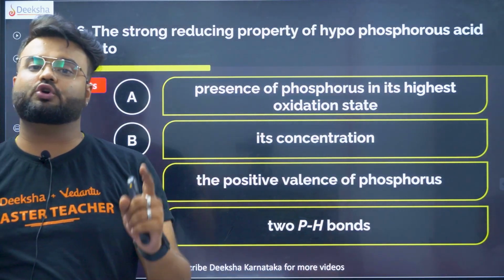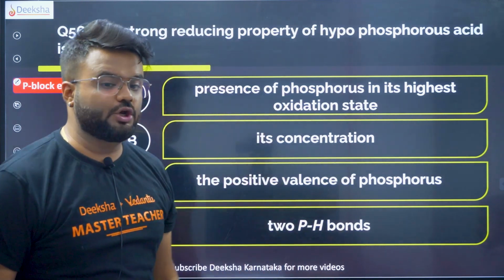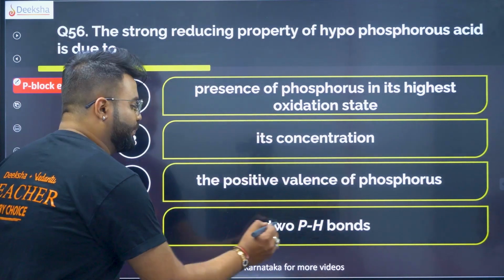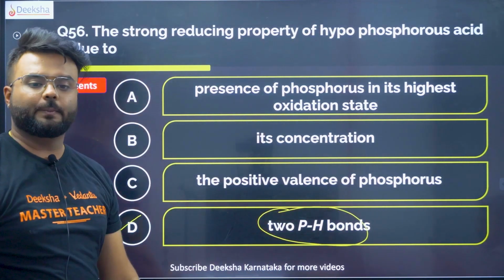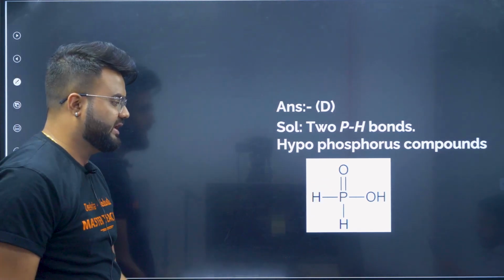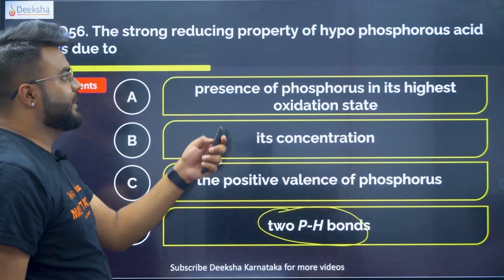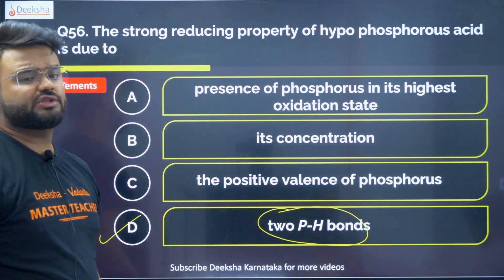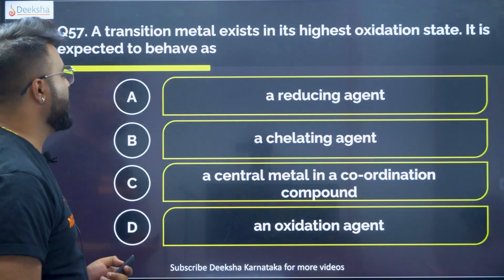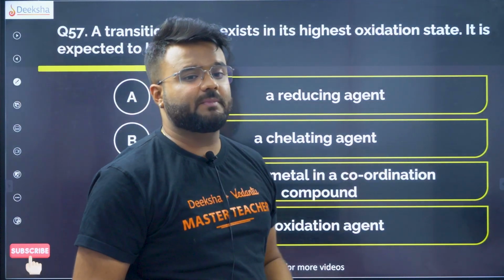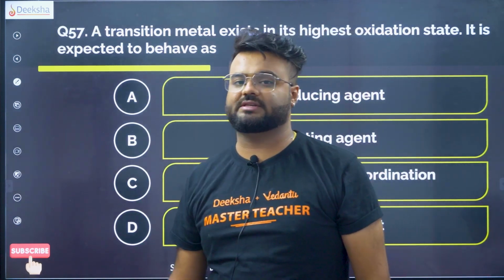This is again a question from the P block elements, and we know that it contains 2 P-H bonds. You can check here. It contains 2 P-H bonds. Because of this, it has strong reducing property. Clear, guys? Now 57, the transition metal exists in highest oxidation state.